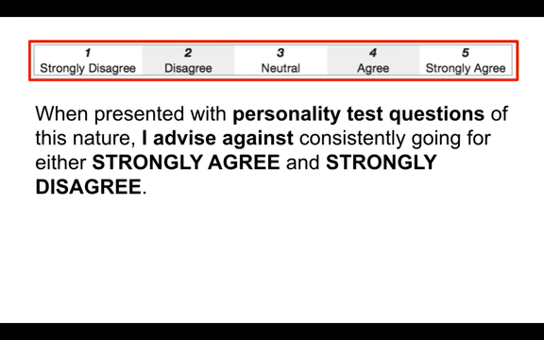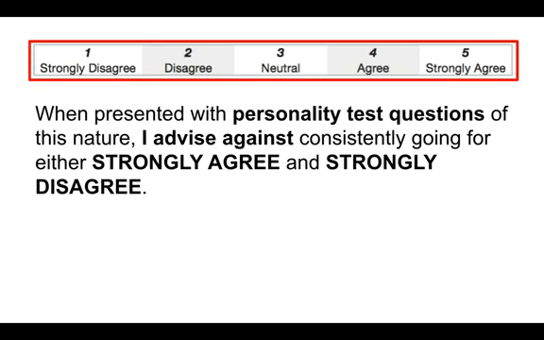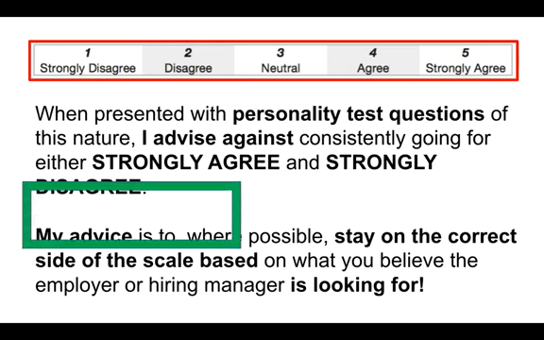Now, when presented with personality test questions of this nature, I advise against consistently going for either strongly agree or strongly disagree. A lot of people do that. They just go right at the end of the spectrum for each of them, and that is not the way to tackle them, because these personality tests will then identify that you're not answering them truthfully. My advice is to, where possible, stay on the correct side of the scale based on what you believe the employer or hiring manager is looking for.